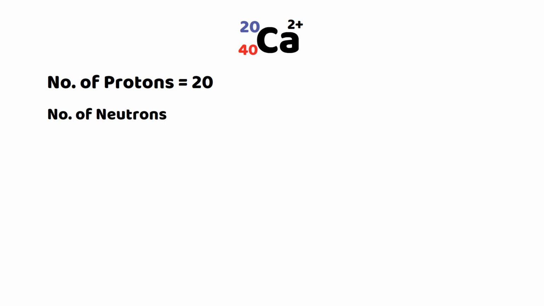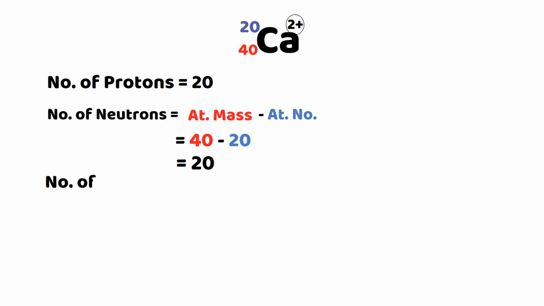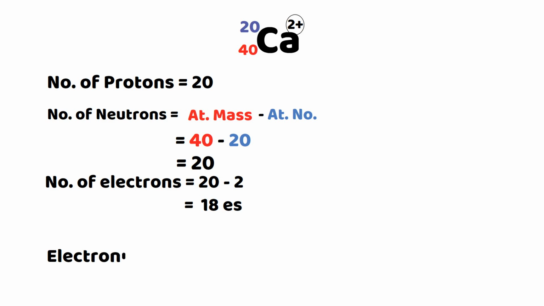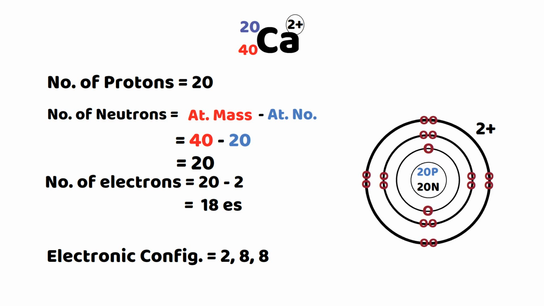The atomic number of calcium is 20 and atomic mass is 40. There are 20 protons as atomic number of calcium is 20. For neutrons, the atomic number is subtracted from its atomic mass. So 40 minus 20 is equal to 20 neutrons. The charge on calcium ion is 2 plus. So to find number of electrons, we shall subtract 2 from atomic number. That is 20 minus 2 equal to 18 electrons. And now electronic configuration is 2, 8, 8. So there are 20 protons, 20 neutrons in the nucleus of a calcium 2 plus ion, and 18 electrons present in the 3 shells.